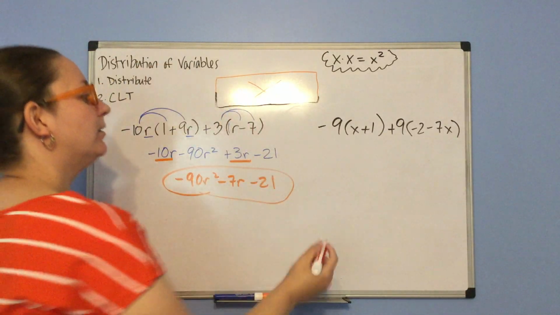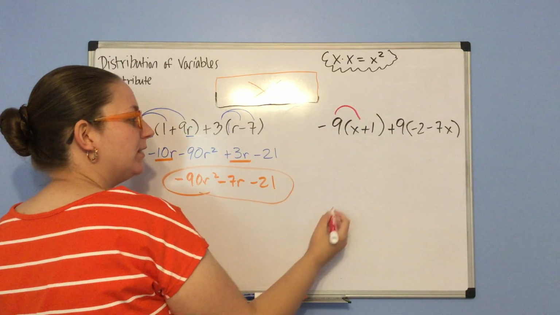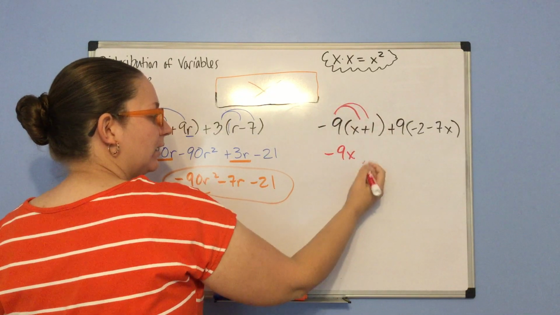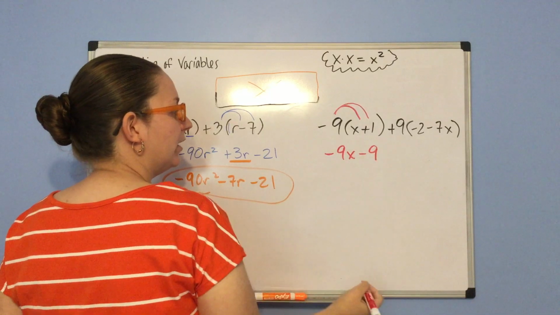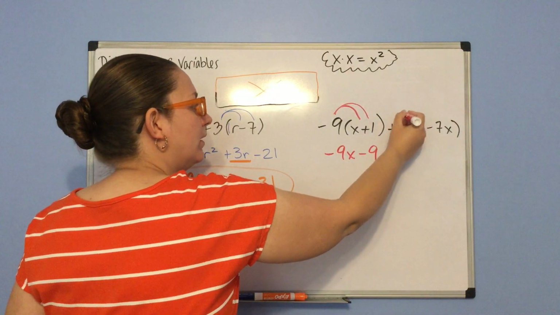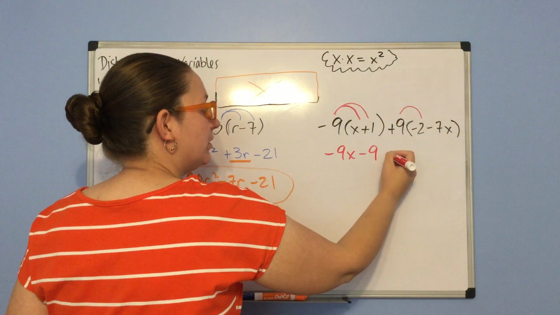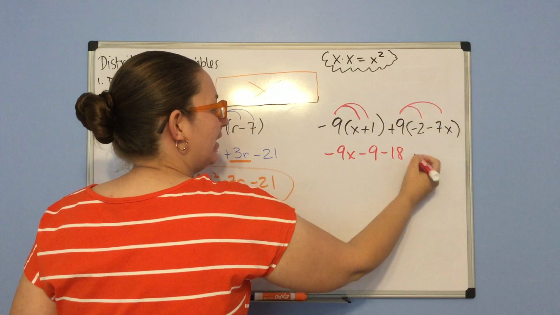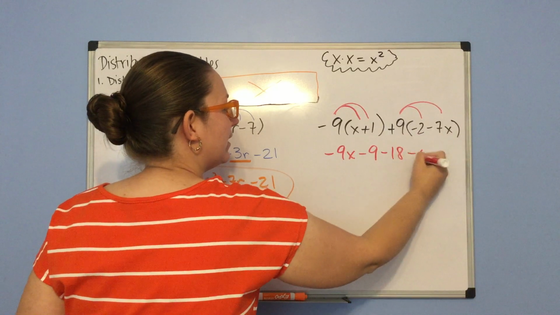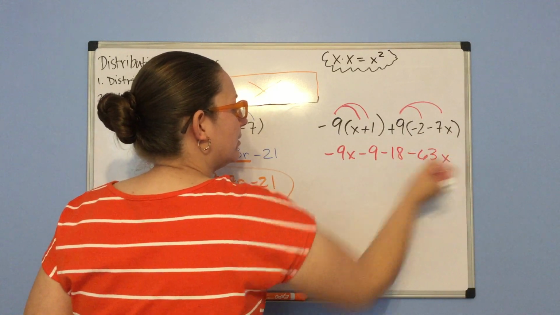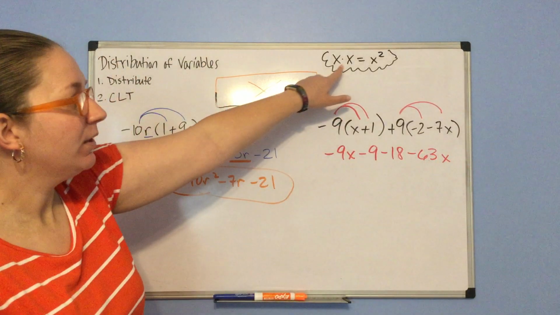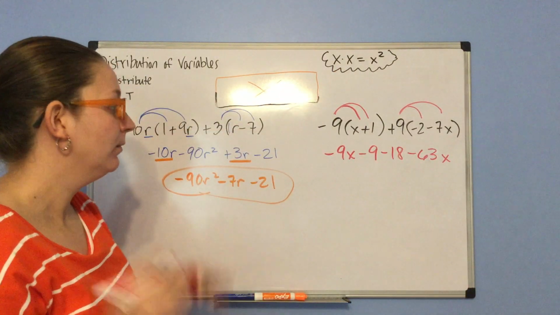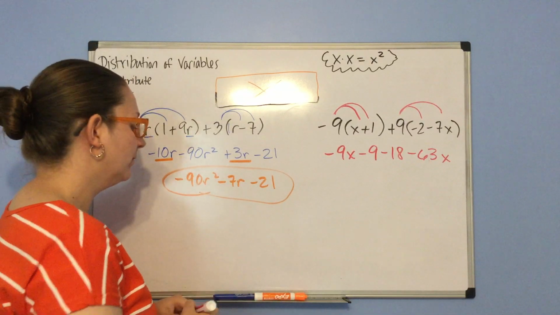Last one. Negative 9 times x is negative 9x. Negative 9 times 1 is negative 9. Negative 9 times 2, or sorry, 9 times negative 2 is negative 18. 9 times negative 7x, 9 times 7 is negative 63, and then just x. We didn't end up with any x squared in this problem because we didn't distribute any x's in this problem. And that's fine, sometimes that happens.